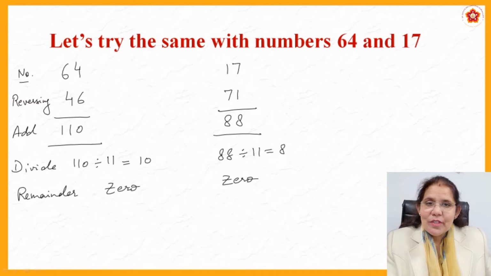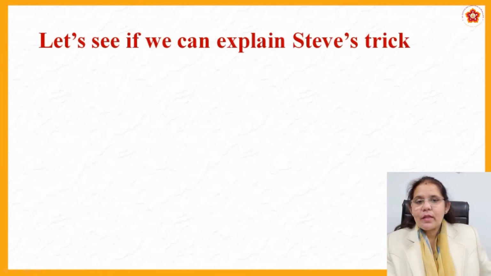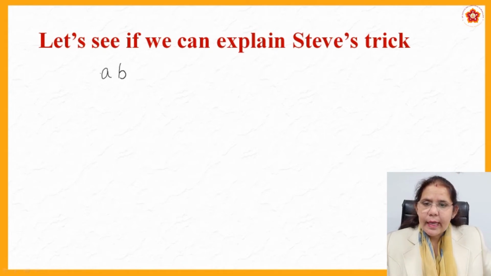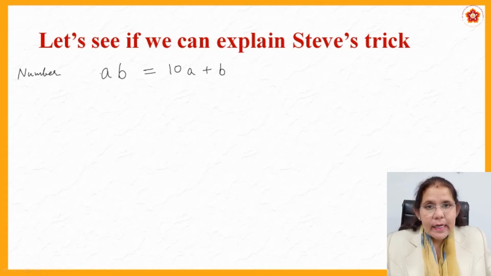Let us try to generalize it. Instead of taking any digits, let the 2-digit number be AB. This is the number chosen. Now AB, how will it be written? In expanded form, it will be written as 10A plus B, because B is at the units place and A is at the tens place.